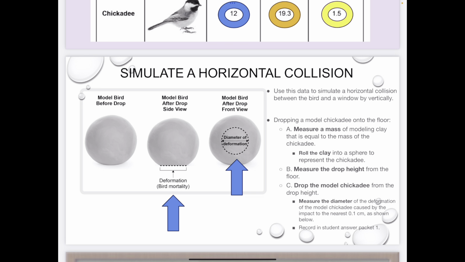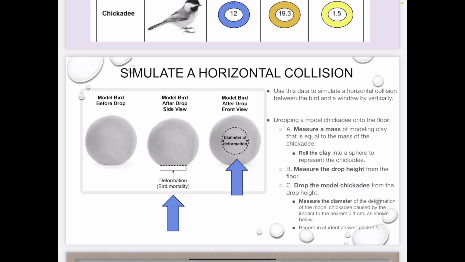And so what we're going to do is drop clay balls of different weights and different sizes to represent different birds, and we're going to measure the indentations. And we're going to then devise a plan to create something that may lessen the indentation, meaning that we're going to help the birds survive.